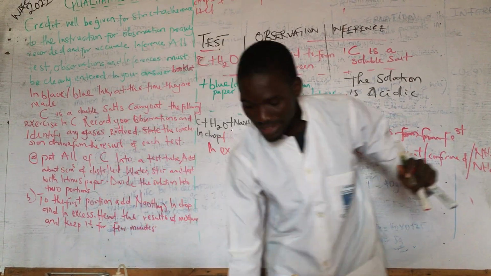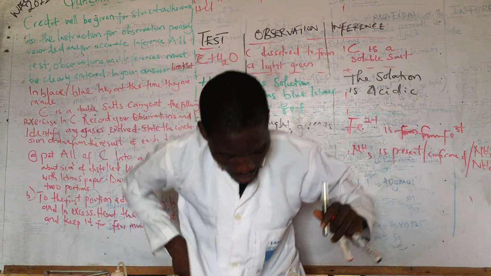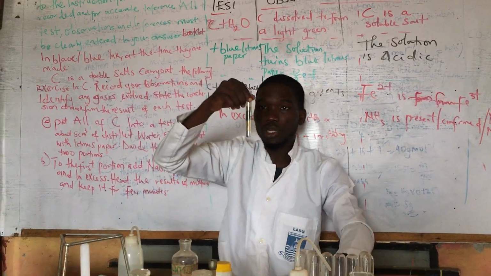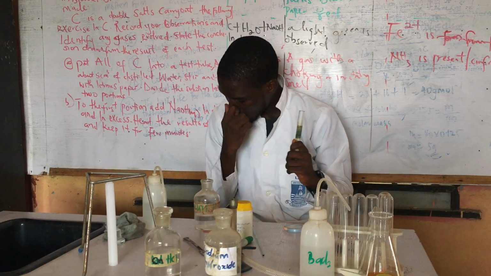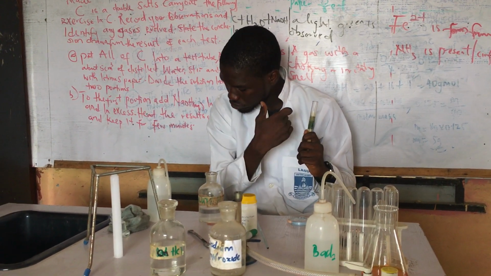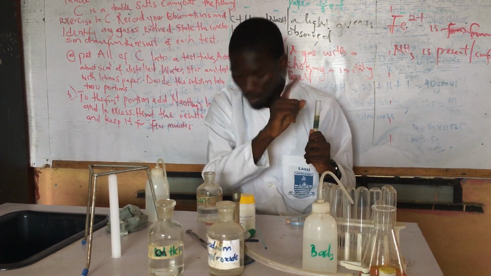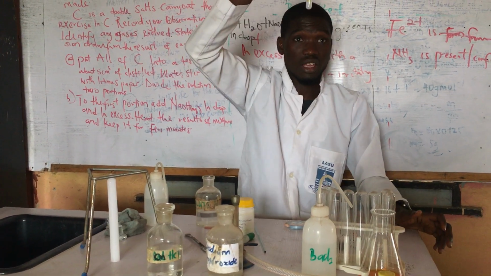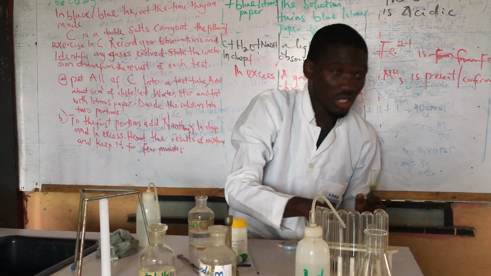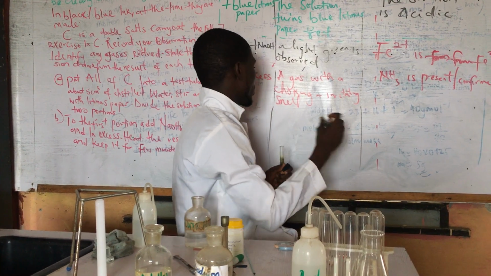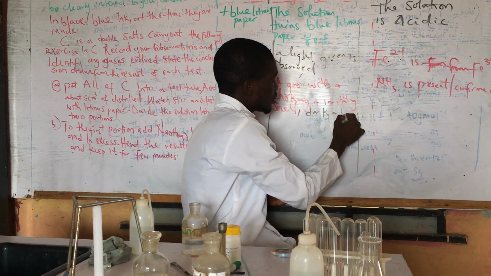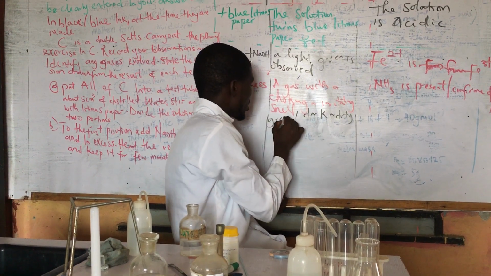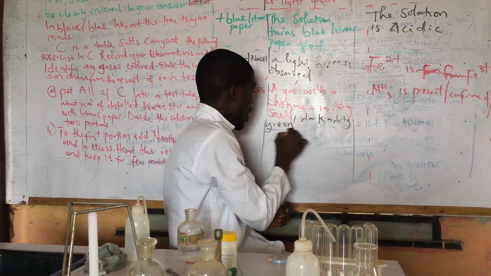So are you with me now? So let's test it with litmus paper. Is it either the red or the blue? Don't forget that apart from the choking smell, we also have a dirty green color here. So you have to indicate it: a dark or dirty green. So are you with me now?